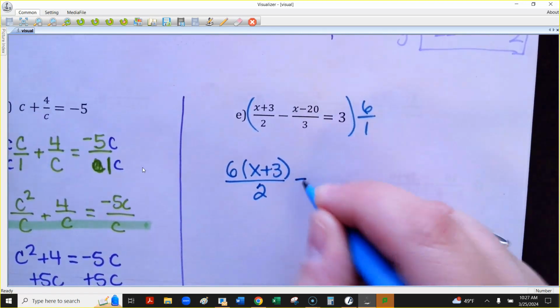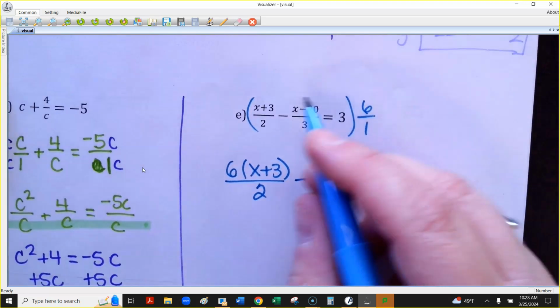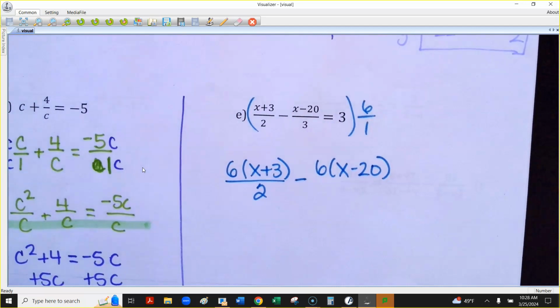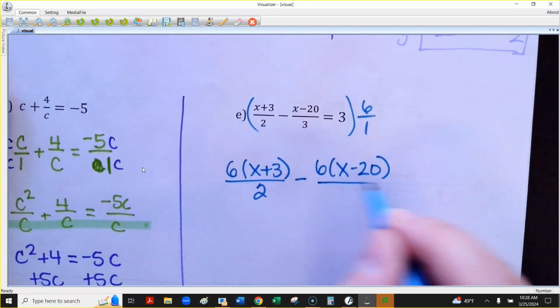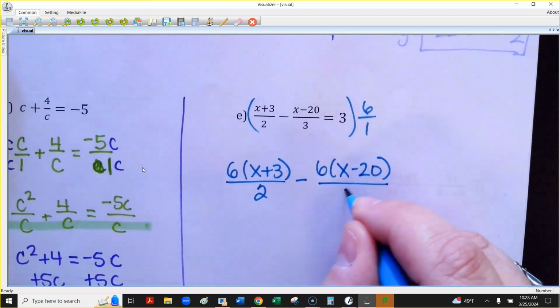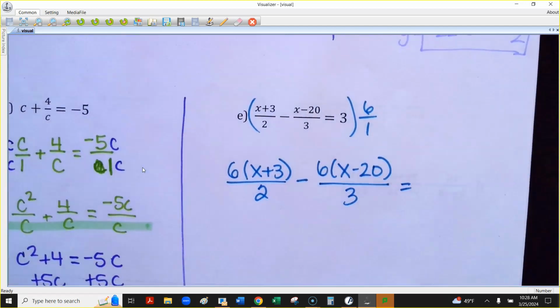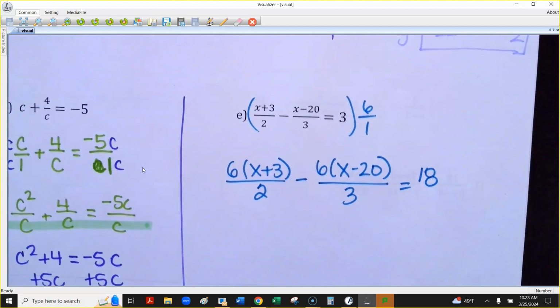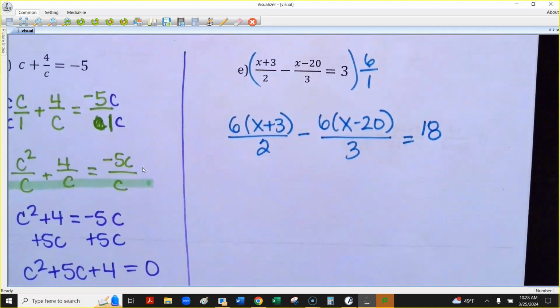We got subtraction here in the middle. Then I'm going to have 6 times (x - 20). You got to make sure to put that in parentheses because you'd have to multiply 6 by both of those. But I'm going to hold off on that for a second. Over 3. And then on the other side, 3 times 6 would just be 18. Now, if you picked a number both of those denominators would go into, we should be able to get rid of both of these fractions.